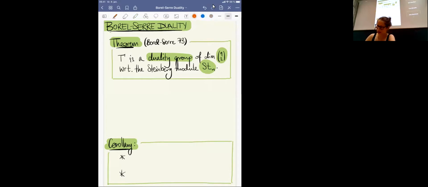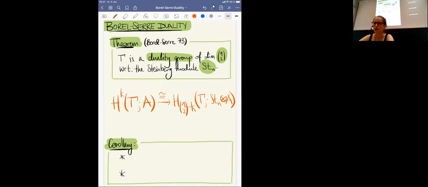So let's spell out exactly what that meant. So we have isomorphisms between cohomology groups with coefficients in some module A, and these homology groups shifted by this n choose 2 with coefficients in this twisted coefficient module. And this holds for all A and all k.